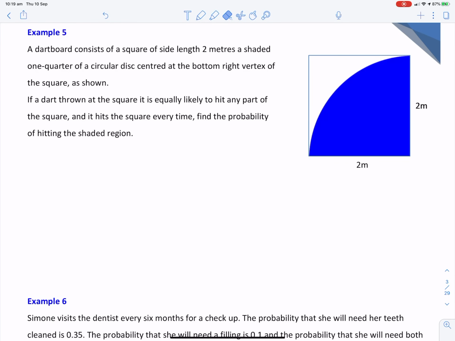Okay, here, a dartboard consists of a square of side length 2 meters, a shaded 1/4 of a circular disc centered at the bottom right vertex of the square as shown. So we know the total area is a square that's 2 by 2. So we say our total area is 2 by 2, which is 4.